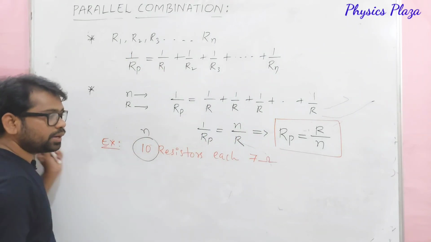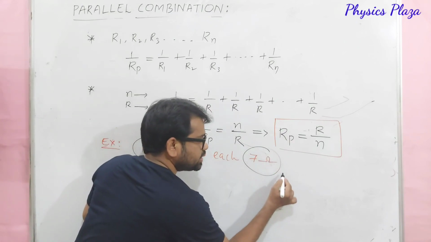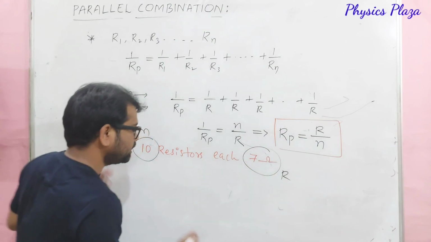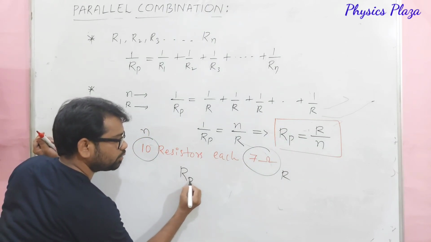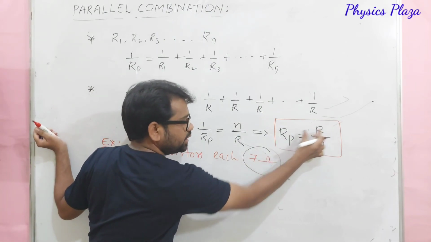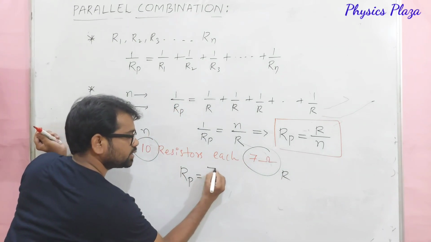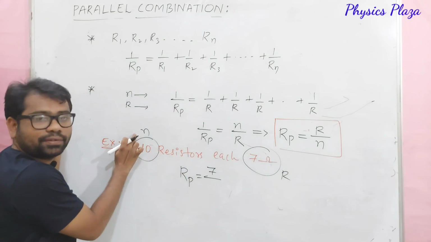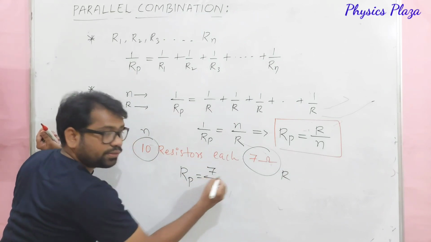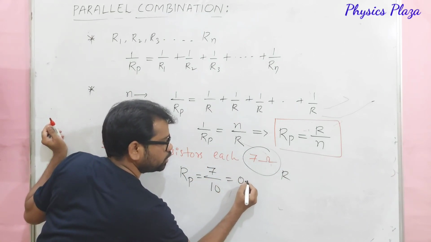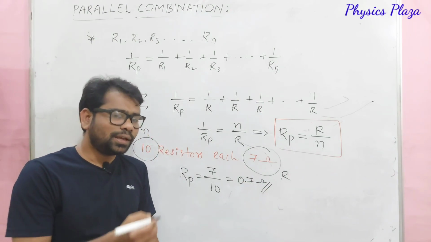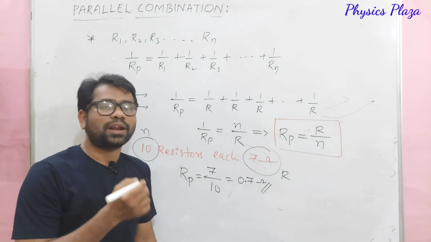N is given, the number of resistors, and the resistance of each resistor is given. Then you take this direct formula, Rp is equal to R by n. In the place of R, resistance 7 ohm is given, and the number of resistors is 10. So 7 by 10 will be 0.7 ohm. That's it. So this is how we can calculate the resultant resistance in a parallel combination.